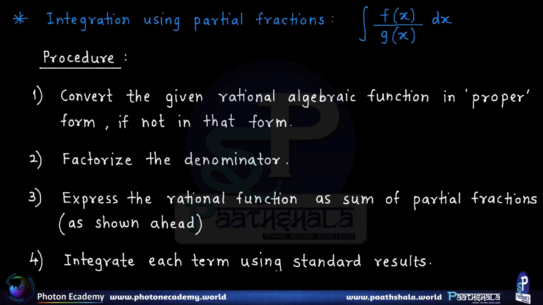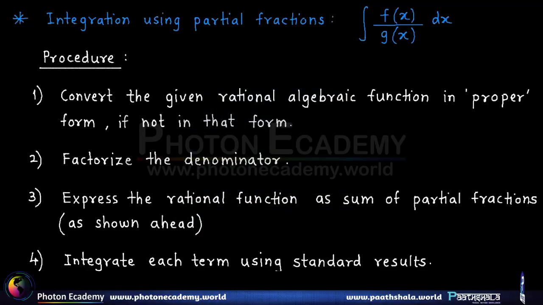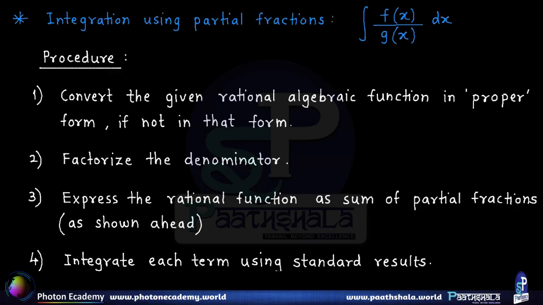After doing that, secondly we try to factorize the denominator, which is g of x, into different linear factors. Next we try to express the rational function as the sum of multiple partial fractions, as we will see ahead in the further cases. And lastly we integrate each term using the standard results. The last step is straightforward, as it is based on already known formulae. Now let us see the different cases which are possible inside this particular method.